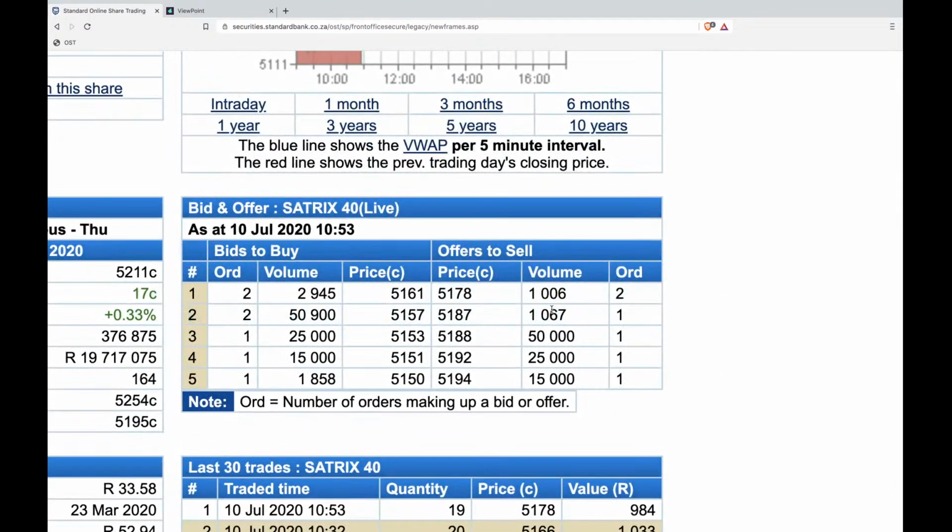The question is if you want volume of more than that 2,073 that is available. So if you wanted 3,000 to buy, then you would take out the 1006, the 1067, and then you would take part of the 50,000 on offer.